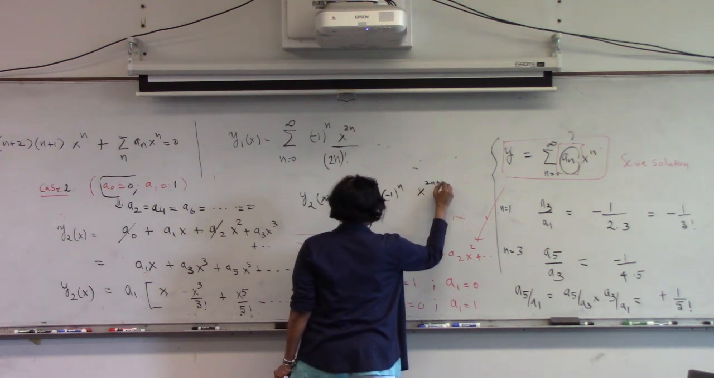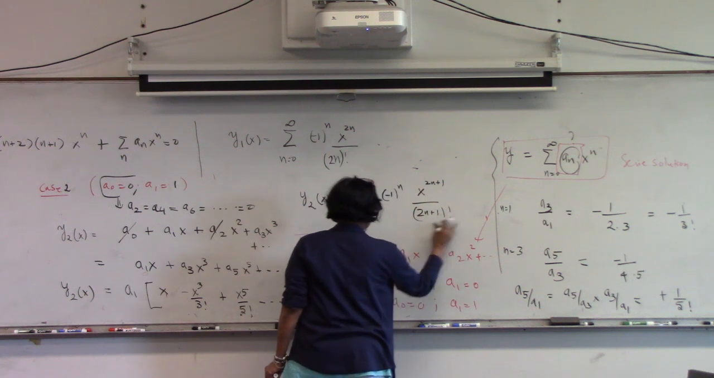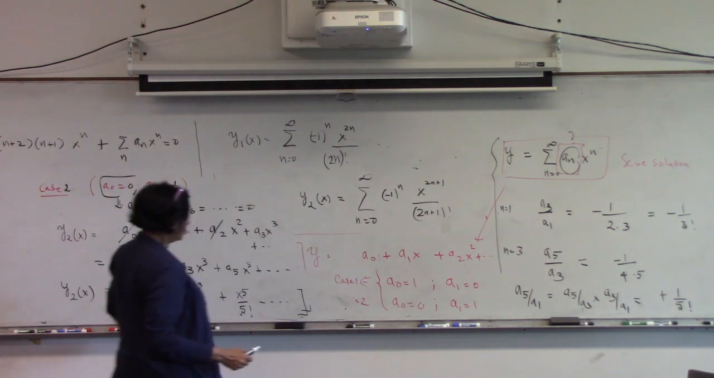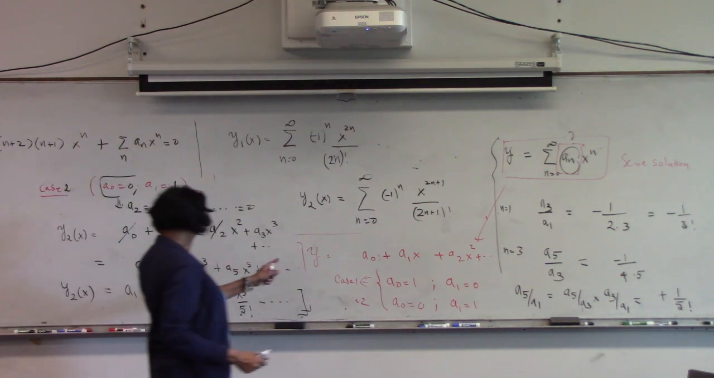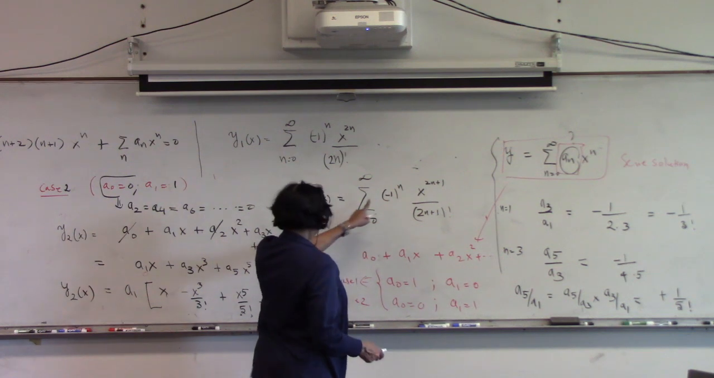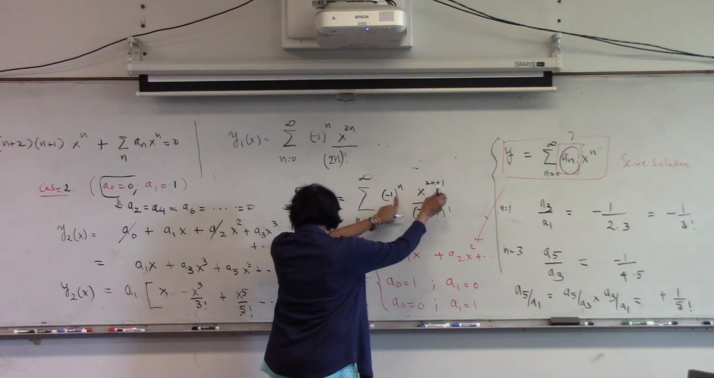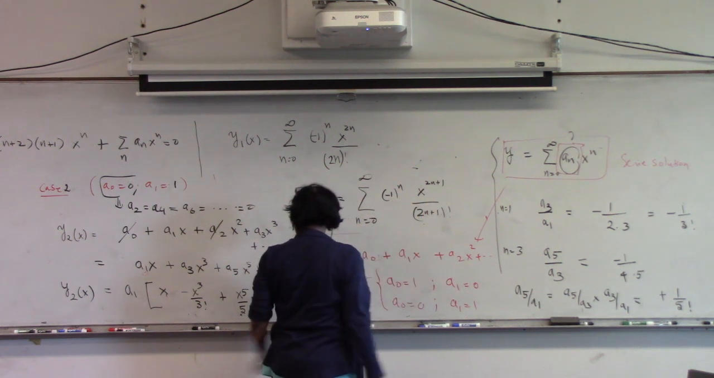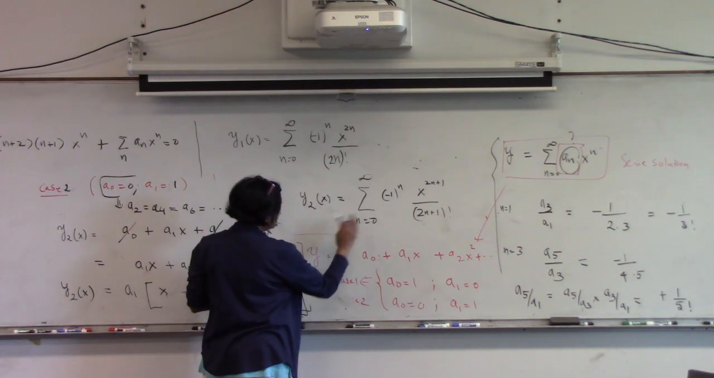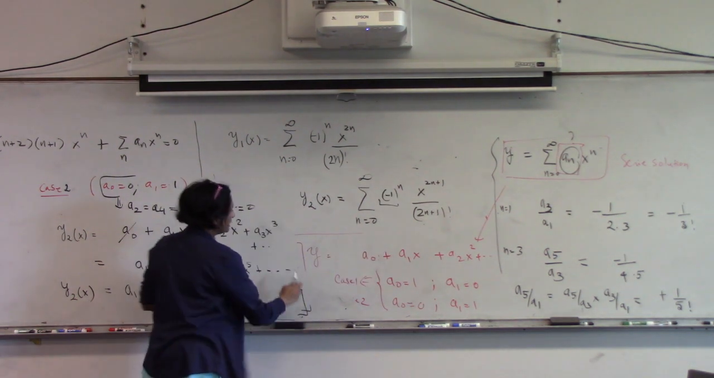Can I write it like this? 2n plus. So n equal to 0, I will have x, right? N equal to 1, that is negative, this is x cubed, and that is 3 factorial, and n equal to 2 will become positive. So it's an alternating series, so I need to have this. Okay, so that's your second solution.